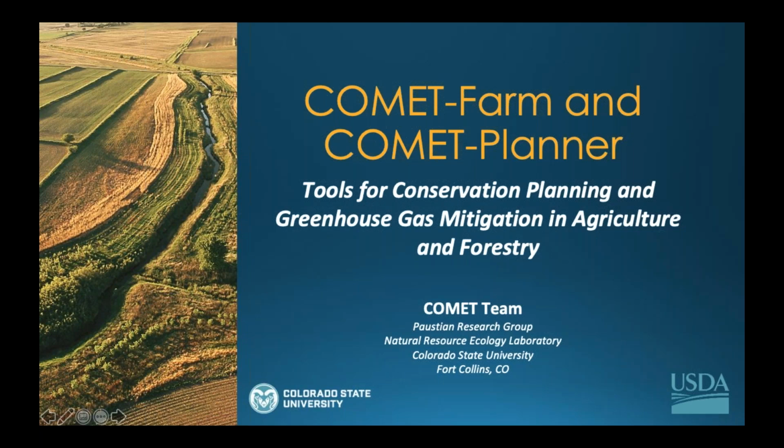So what I would like to start with is just a little introduction to the COMET Farm tools and a little background before I head into a cropland demonstration project. So today we're going to be looking specifically at the tools for conservation planning and greenhouse gas mitigation in agriculture and forestry. Specifically looking at the Cropland module today for COMET Farm and COMET Planner, if time permits. And then next week, I will demonstrate the animal agriculture module, which we've recently updated and released new features as of September 2020. And I will also address any follow-up questions from this week's presentation.